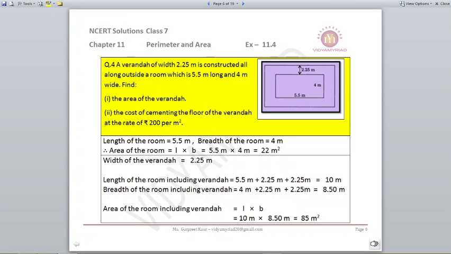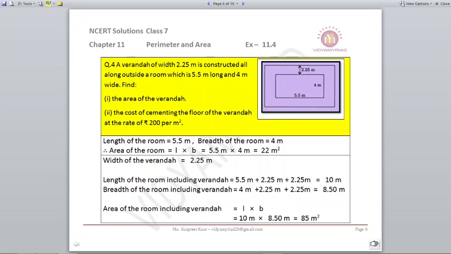Question number 4. A veranda of width 2.25 meters is constructed all along outside a room which is 5.5 meters long and 4 meters wide. Now for the room area, it is given to you, 5.5 and 4 dimensions. So the area of the room will be 5.5 multiplied by 4, which is 22 meters square.